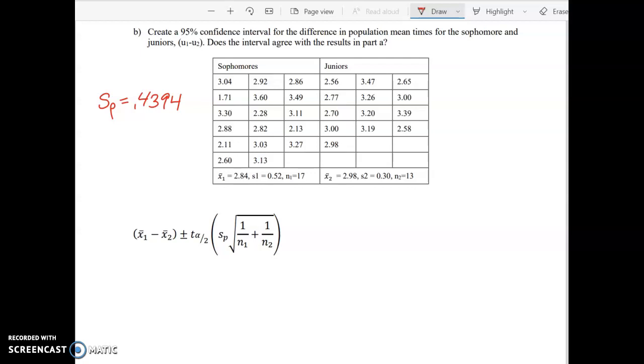So here we're going to create a 95% confidence interval for the difference in the population mean for sophomores and juniors. So the mean of 1 minus the mean of 2. We're going to create an interval for that and see if it agrees with what we found in the hypothesis test. So remember here we're calling population 1 the sophomores, population 2 the juniors. We're doing a 95% interval, so that means the alpha for the confidence interval is going to be 0.05 because it's a 95% interval. So now let's go ahead and proceed and fill out the equation here.